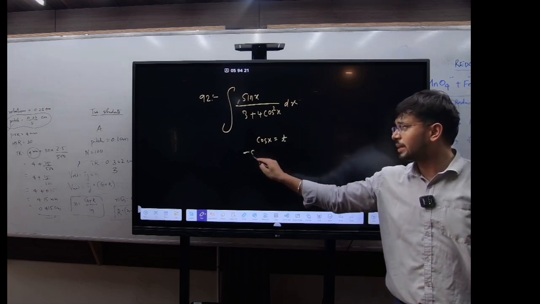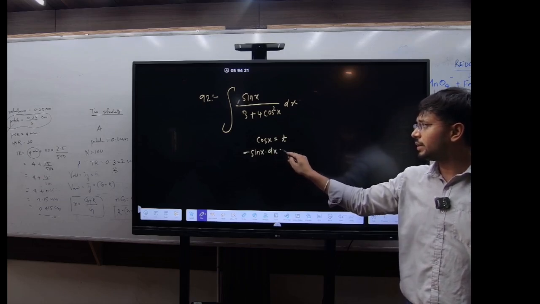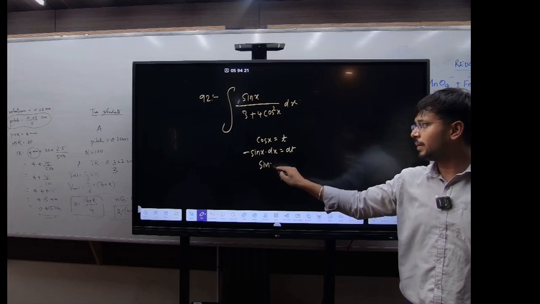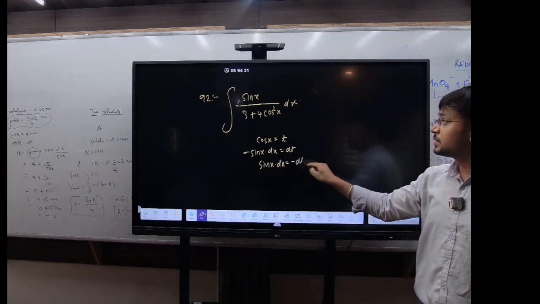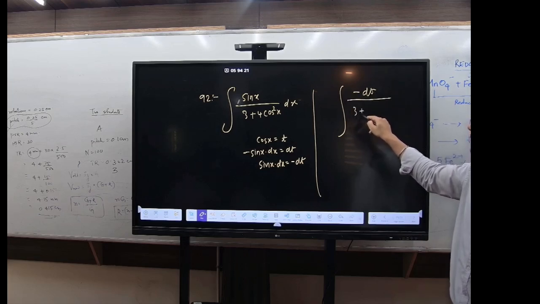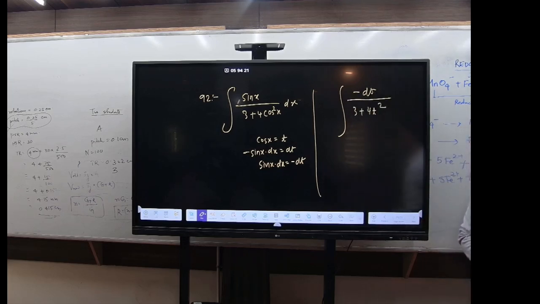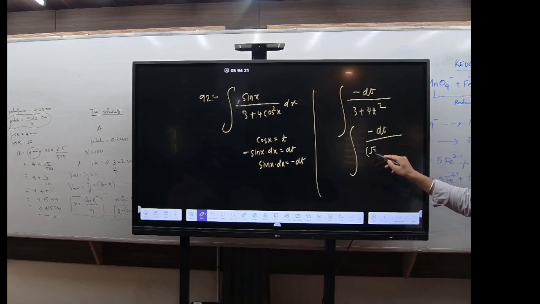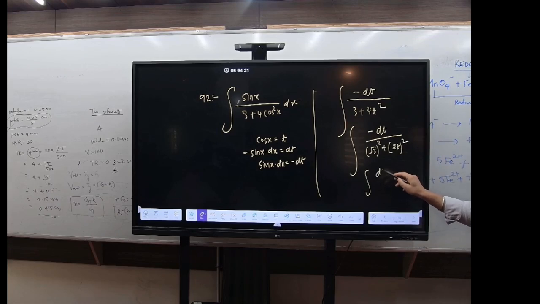So what will be its derivative? Minus sin x into dx will be equal to dt. Means sin x dx will be equal to what? Minus dt. Substitute the values. So this will be minus dt divided by 3 plus 4 t square. Yes or no? Now 3 plus 4 t square, if you notice, this can be written as minus dt, 3 can be written as root 3 square plus 4t square can be written as 2t square. And if you see, it is the same formula, dx by x square plus a square.